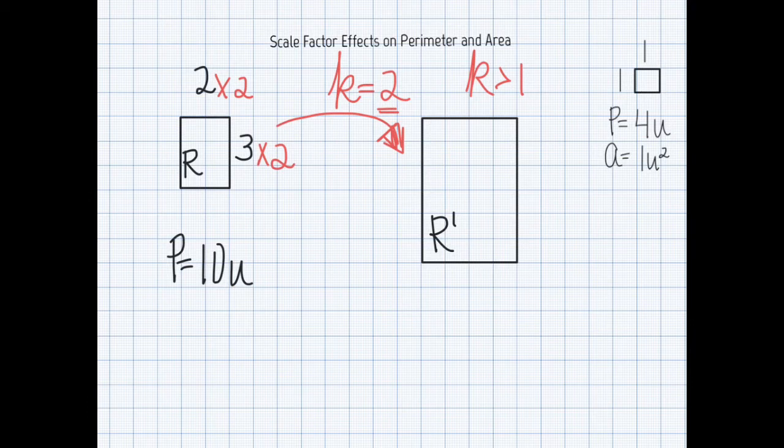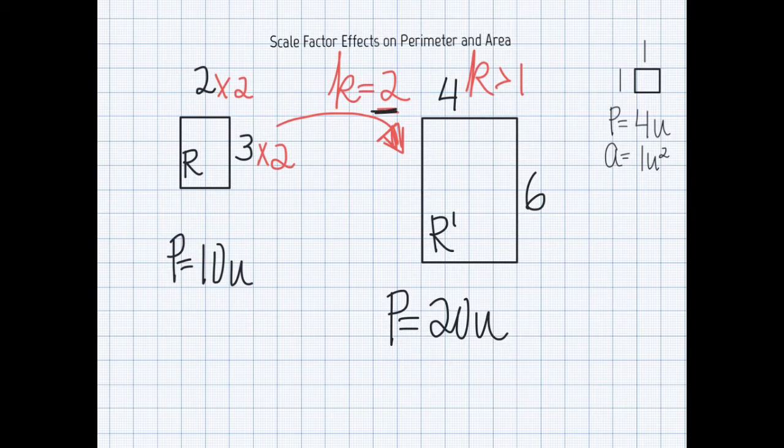So that means that our dimensions for rectangle R prime are going to be 4 units by 6 units. Now let's calculate the perimeter. The perimeter of rectangle R prime can be calculated by adding up all of the side lengths. So we can say 4 units plus 6 units plus 4 units plus 6 units, which is a distance of 20 units. So now, how can we describe the effects on the new perimeter given the scale factor of 2? Now let's go ahead and examine it.